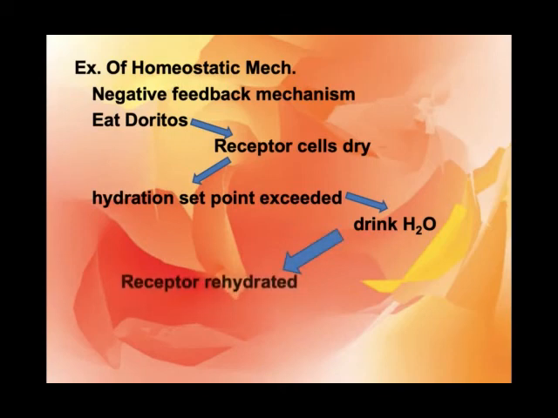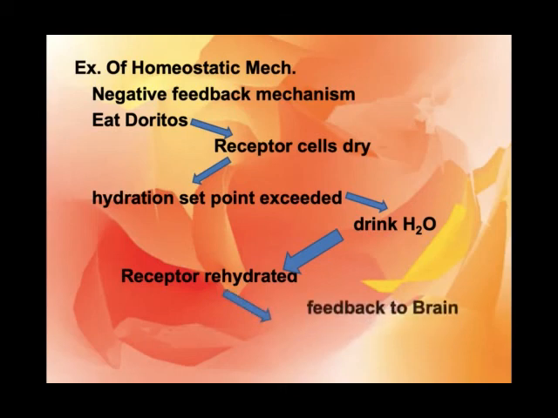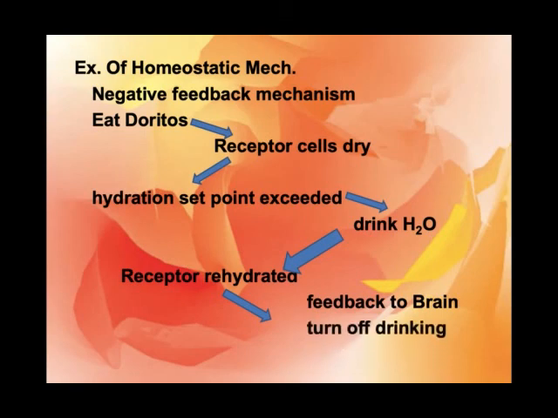So you do that. Do you drink forever? No, you don't. When the receptor becomes rehydrated again, guess what? Magically, that feeds back to your brain. Your brain says, oh, the hydration set point is okay, so you can stop drinking, because the receptors are rehydrated. So it turns off your drinking. That's a very good example of a homeostatic mechanism that probably all of us have experienced at one point.